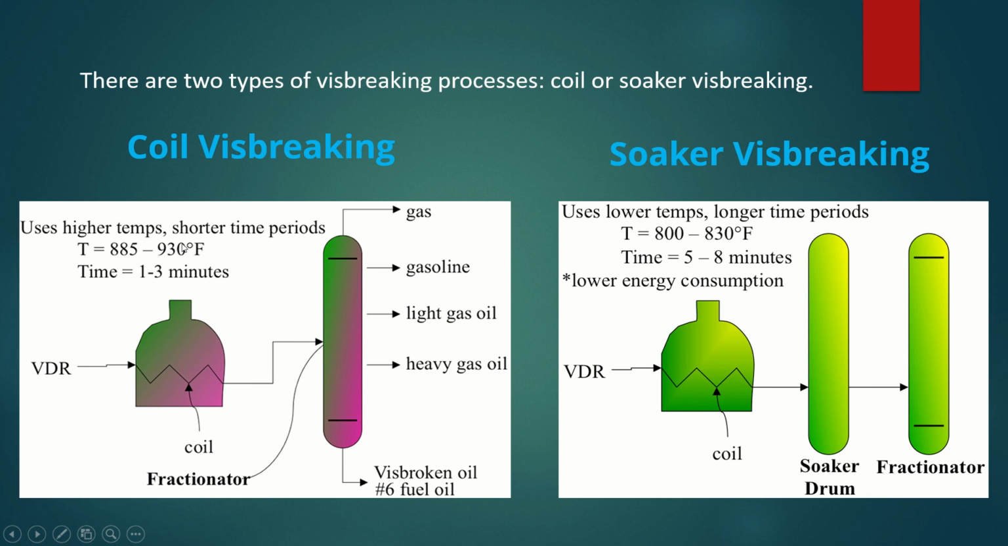So comparing the temperatures, coil visbreaking occurs at 885 to 930 degrees Fahrenheit. Soaker visbreaking occurs at 800 to 830 degrees Fahrenheit. Soaker visbreaking requires more time as compared to coil visbreaking, and mostly the outlet products are the same: gas, gasoline, light gas oil, and heavy gas oil.